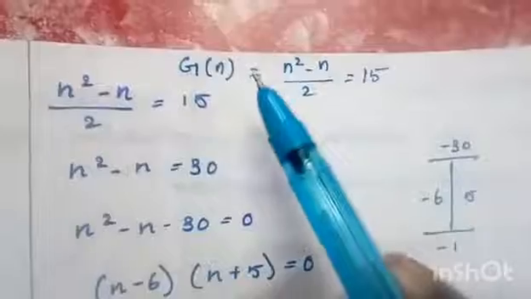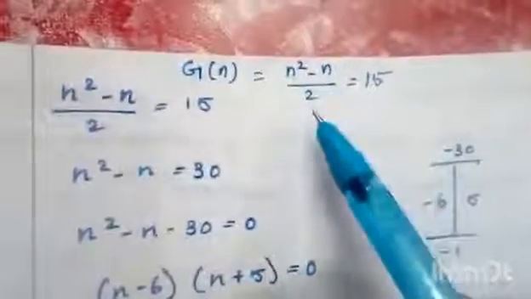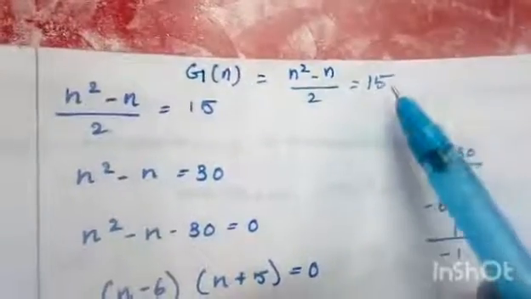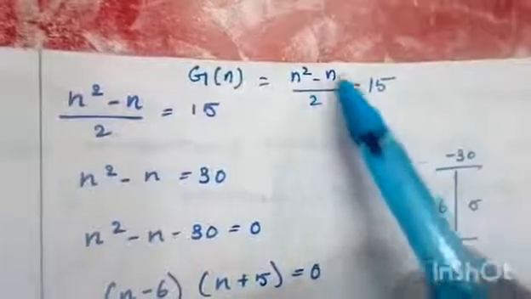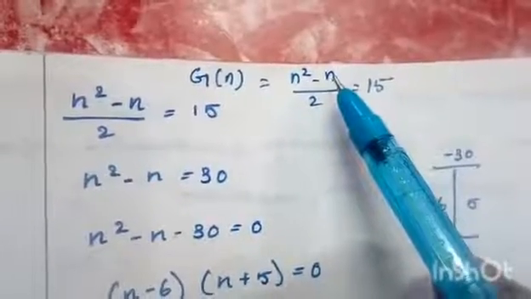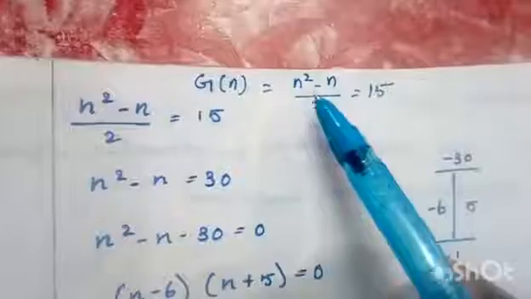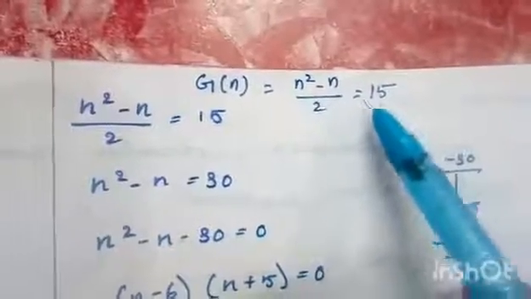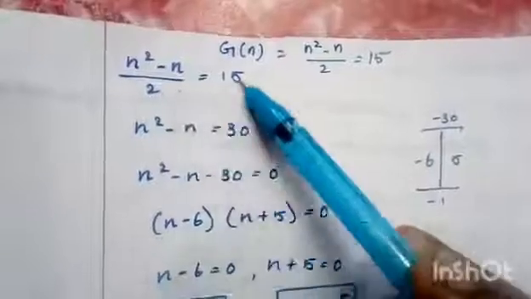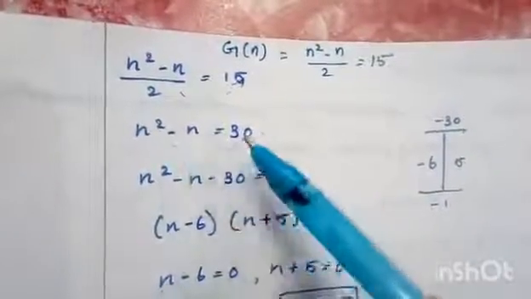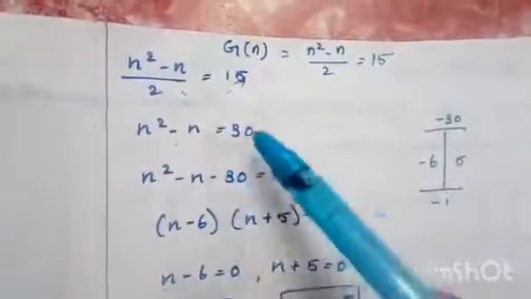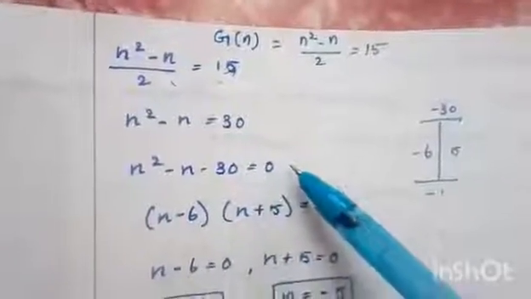Students listen. g of n equal to n square minus n by 2, that is equal to 15. It is the total number of league matches, that is n square minus n by 2 is equal to 15. So for this 2 you have to transpose here. n square minus n equal to 30. n square minus n minus 30 equal to 0.